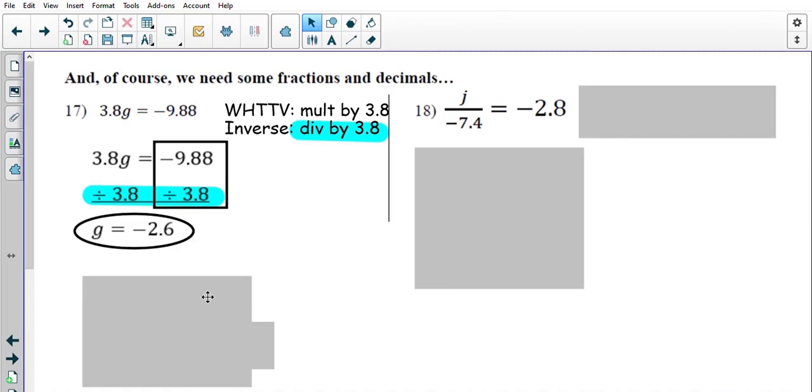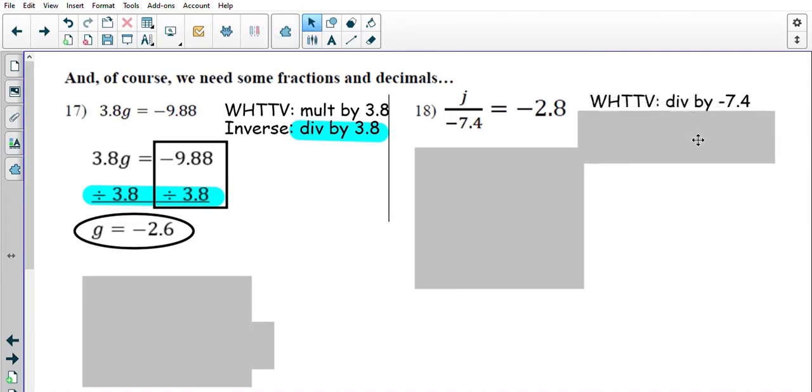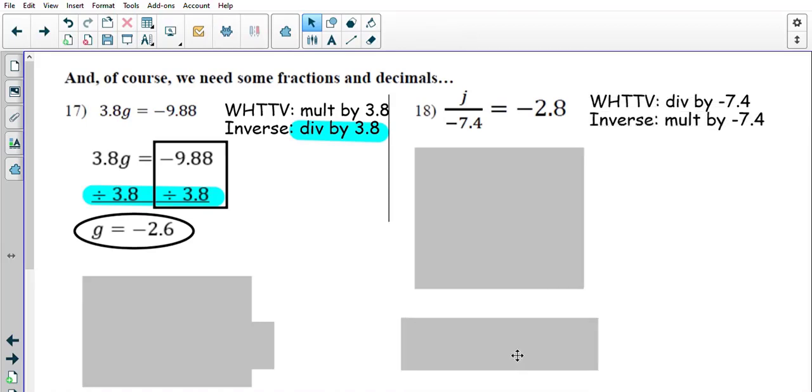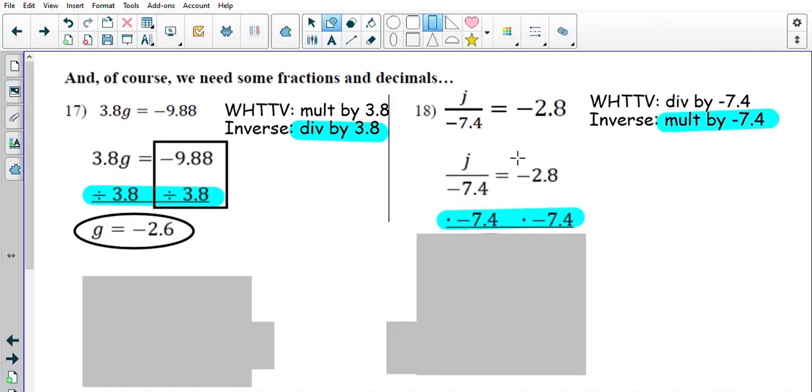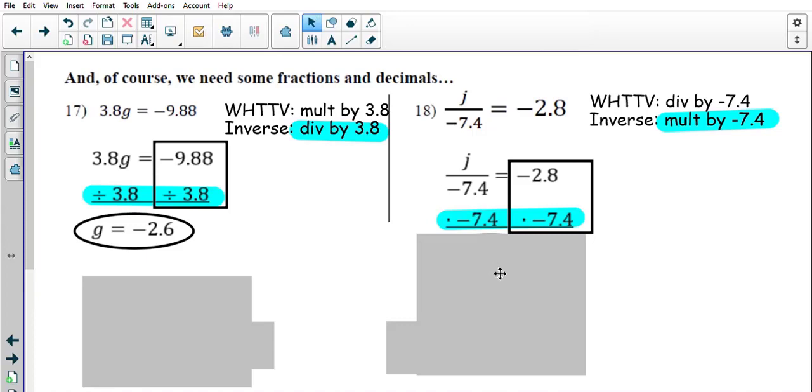All right, number 18. What's happening to the variable j? We're dividing by negative 7.4. What's the inverse of that? It is to multiply by negative 7.4. So let's show that once on each side of our equation. Remember, it's going to cancel out on the left-hand side, but what you're going to plug into your calculators is negative 2.8 times negative 7.4. And that's going to get us j equals 20.72.